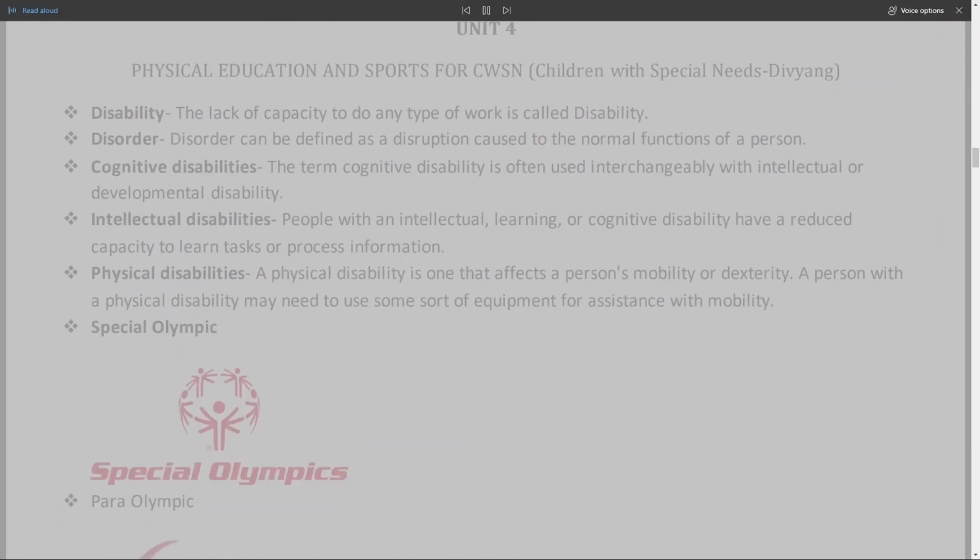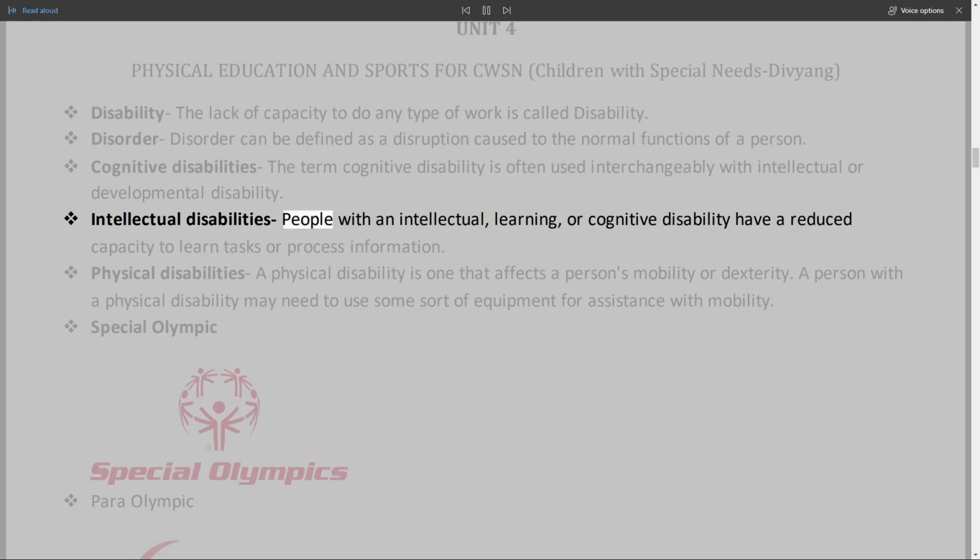Unit 4. Physical education and sports for CWSN, children with special needs. Divyang. Disability. The lack of capacity to do any type of work is called disability. Disorder. Disorder can be defined as a disruption caused to the normal functions of a person. Cognitive disabilities. The term cognitive disability is often used interchangeably with intellectual or developmental disability.